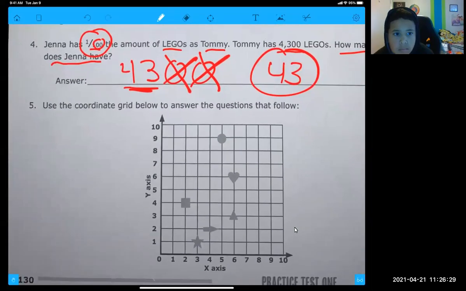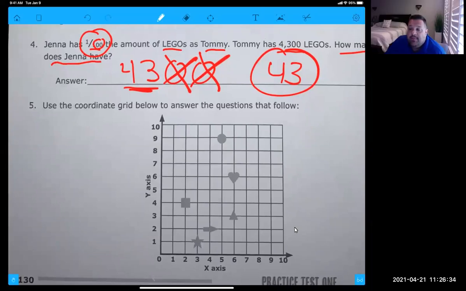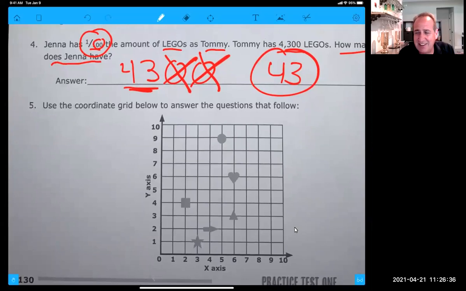This next question is asking us to use the coordinate plane, and who's tapping? Beatty. Try not to tap, because all we can hear is you tapping then.